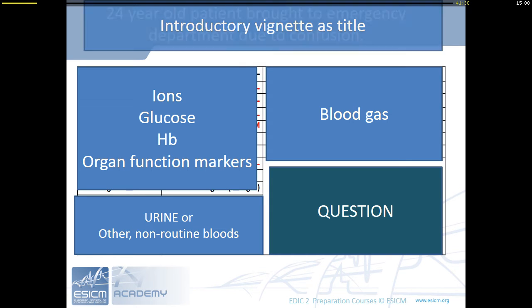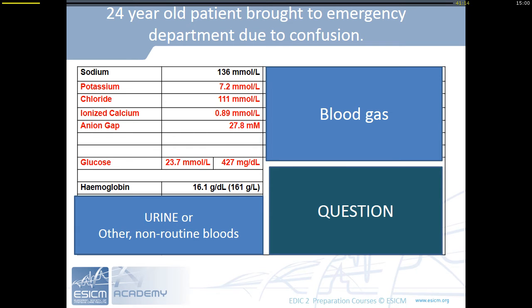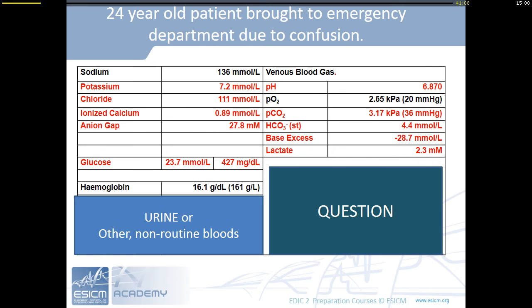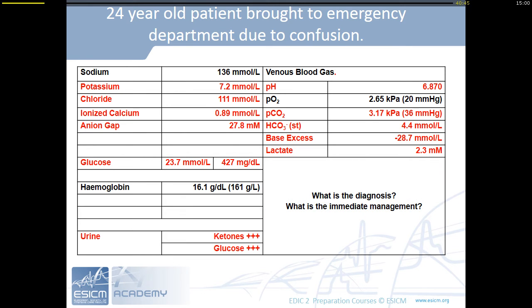So introduction as a start: 24-year-old patient brought to emergency department due to confusion. Then on the left upper corner there are ions and organ function markers when relevant. Blood gases on the right top corner. Left bottom corner is also important because this is where usually there is a result from urine or something you don't normally send, like CD count, and it can be a key to the diagnosis, so do not overlook this corner. And there are 1 or 2 questions.